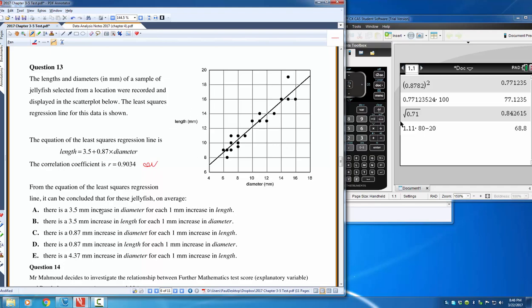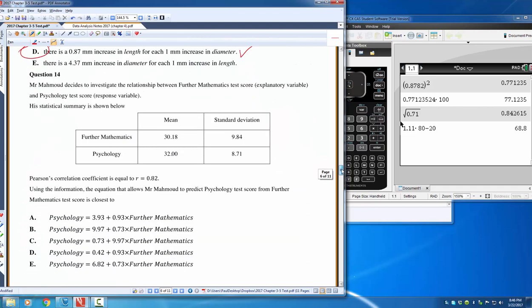Okay, so let's have a look. 1 milli increase in length, that's out. 1 millimeter increase in diameter, that's a possibility, and that's a possibility. So we're looking at as the explanatory variable increases by 1, what effect does it have on these y values, or what value are they going up by? And that's the gradient over here. That's the gradient, 0.87. So as it increases by 1, the lengths go up by 0.87. Answer's D.